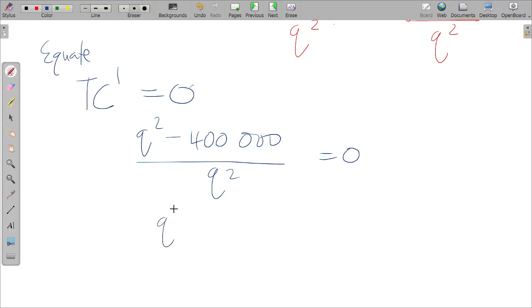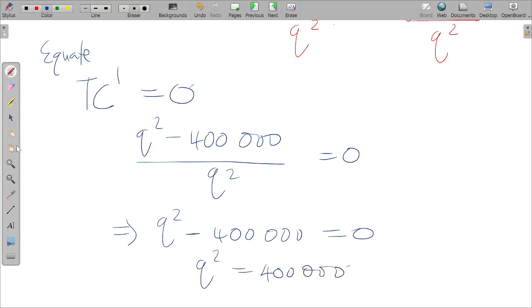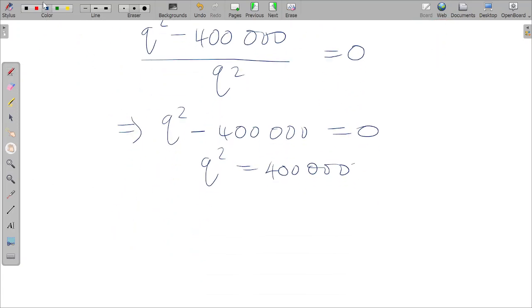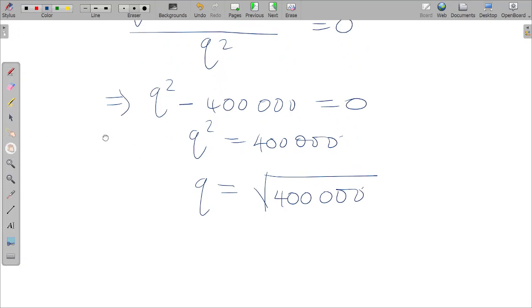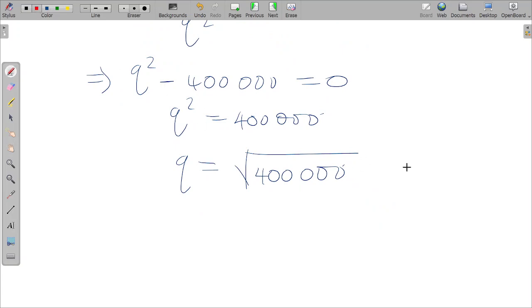This implies Q square minus this equals to 0. So Q square equals to, alright, so what do we do? We find the square root of that one. But don't forget, we are taking only the positive side because we are dealing with an application, a real world problem. If you find this, it should be approximately this one.